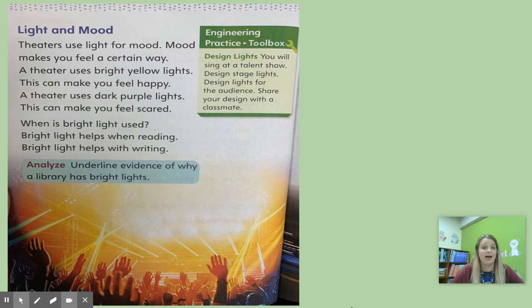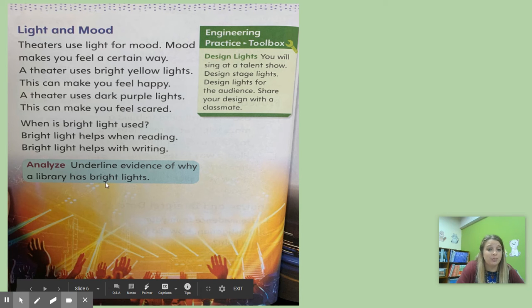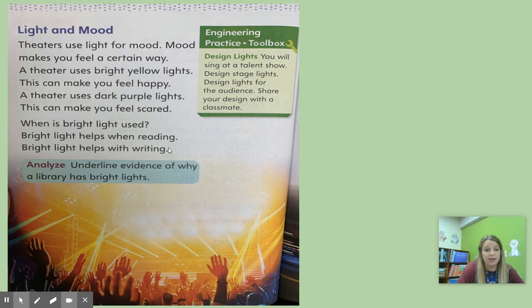Well, bright light helps when reading. Bright light helps with writing. It says underline evidence of why a library has bright lights. Well, we know that bright light helps when reading. When we are reading, we need to make sure that we have a bright light, because if we read in the dark, we are not able to see the words. When light is used for mood, there are often other things like sounds and movement that add to the mood.